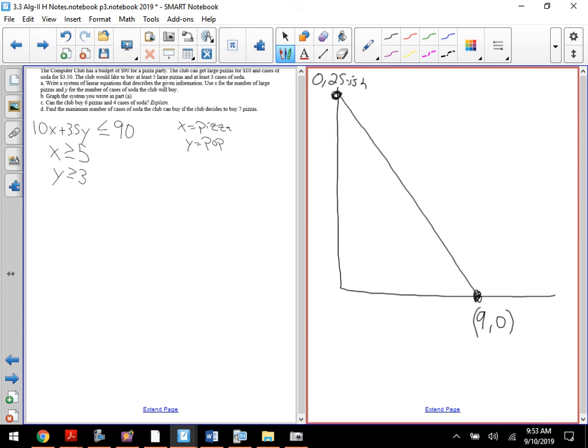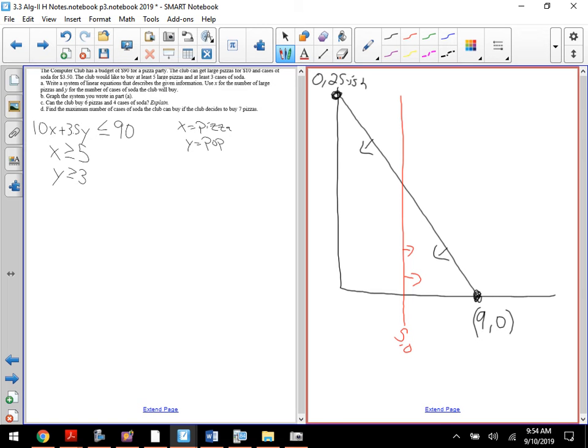Did that line go through the origin? No. So what's 0 plus 0? 0. Is that smaller than 90? Yeah. So it's shading inward. So far, so good? All right. Now, x is greater than or equal to 5, which means you want us to buy at least 5 pizzas or more. Now, if I do that, 9's here, so 5's about halfway-ish. Maybe like that. Here's 5, 0. And which way does that go? Right. Correct.